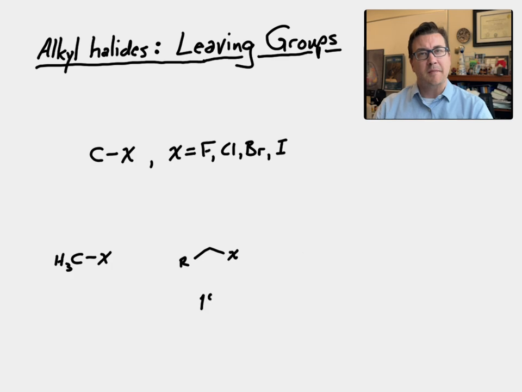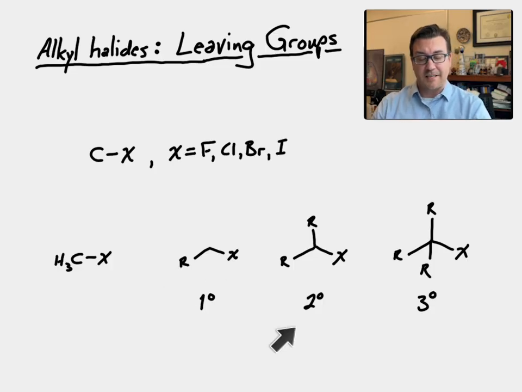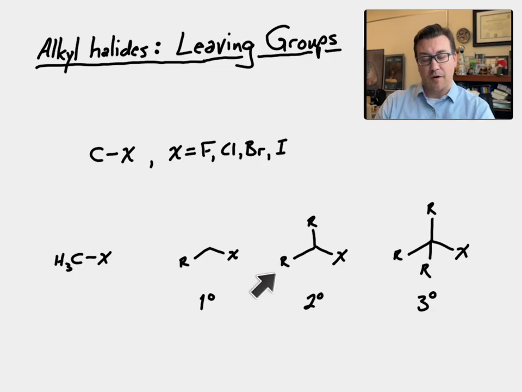And when we think about alkyl halides, we often categorize them in terms of what type of carbon they're bound to. So you can have a methyl halide here, a primary alkyl halide where the carbon is bound to two hydrogen atoms, a halogen, and another carbon, a secondary halide where the carbon is bound to one hydrogen, two R groups, and a halide, or a tertiary halide where this carbon is bound to three other carbon atoms and a halogen.